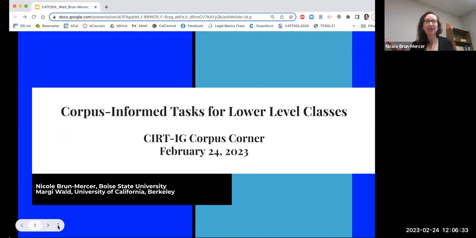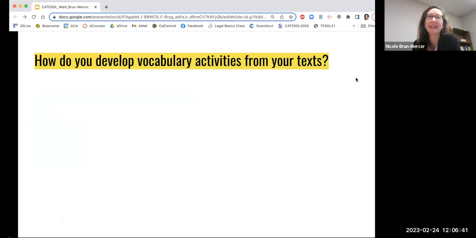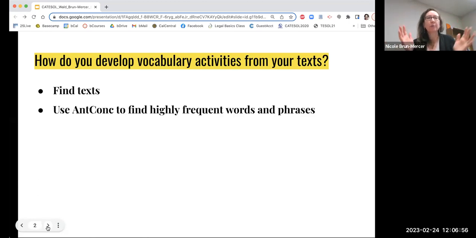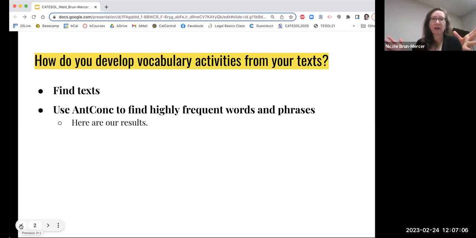Our main question here is to look at how we can use corpus tools and then develop vocabulary activities by just taking texts that you have and putting them into computer software, getting data from there, and then using that data for creating activities. So the first step in doing all this, of course, is to find texts.